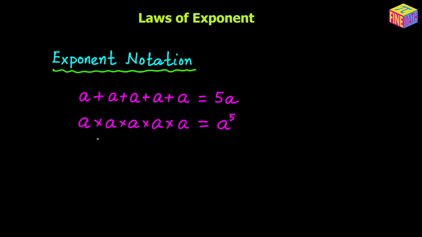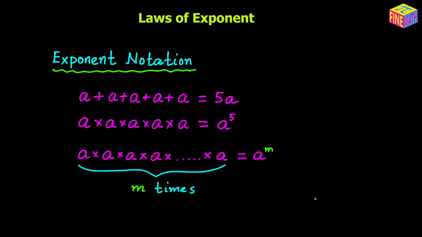Because we are multiplying a 5 times repeatedly, we denote this product as a with a 5 on the top right corner. Similarly, if a is repeatedly multiplied with itself m times, it is going to look like this: a times a times a, all the way up to m times. So this multiplication is happening m times, and there are m number of a's in this product. This will be denoted as a with an m on the top right corner. Now what is it called? This little m on the top right corner of a is called the exponent or the power.